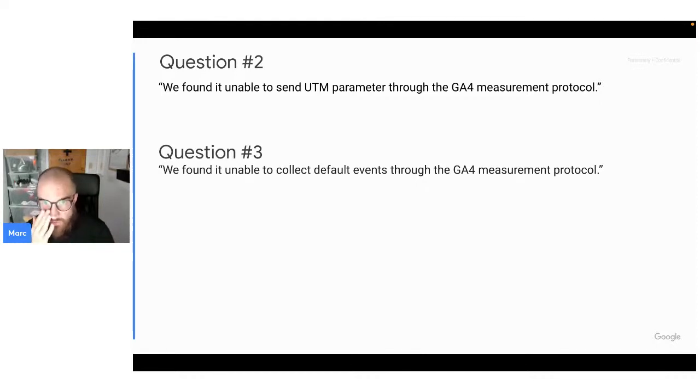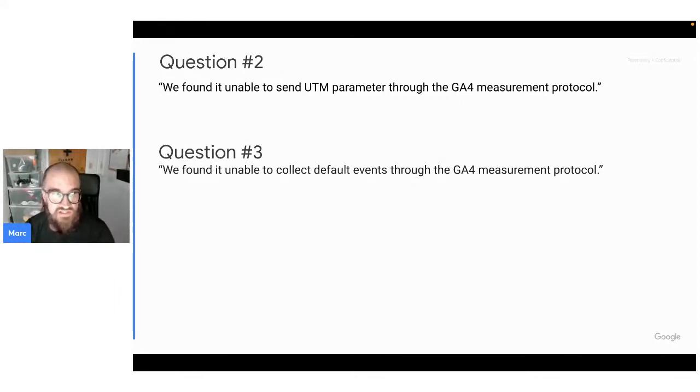Here, clients want to send UTM parameters, and on the other question, they want to send a default event. At the moment, it's not possible. The measurement protocol will only accept e-commerce events and custom events. You can check the reference in the documentation. The workaround would be to use a custom event for any kind of event. You can use a custom event for your UTM parameter values and for the default event.